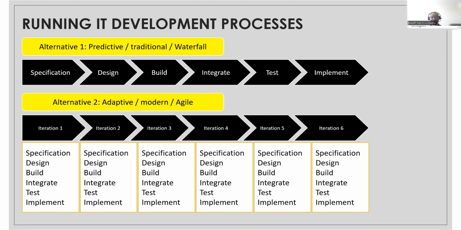Now I'll walk you through a comparison of the Agile methodology and the very traditional or old methodology, which is the waterfall. Like I said, the Agile methodology is adaptive, modern, and agile, while the waterfall is predictive and traditional, meaning for waterfall, if the project is going to last 3 months, the process of specification, design, build, integration, testing, and implementing is done as one-off, and just one product will be developed.